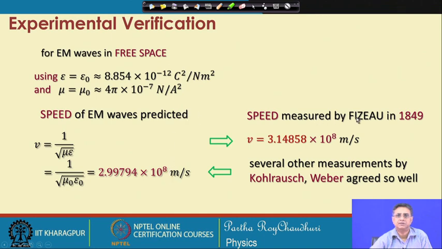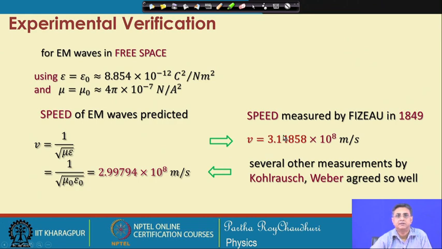Now, in those days, around 1849, the speed of light waves was measured by several people. Fizeau's experiment is very well known, and he measured the speed of light as this value. You can see that these two numbers are very close, at least in order and in magnitude also.